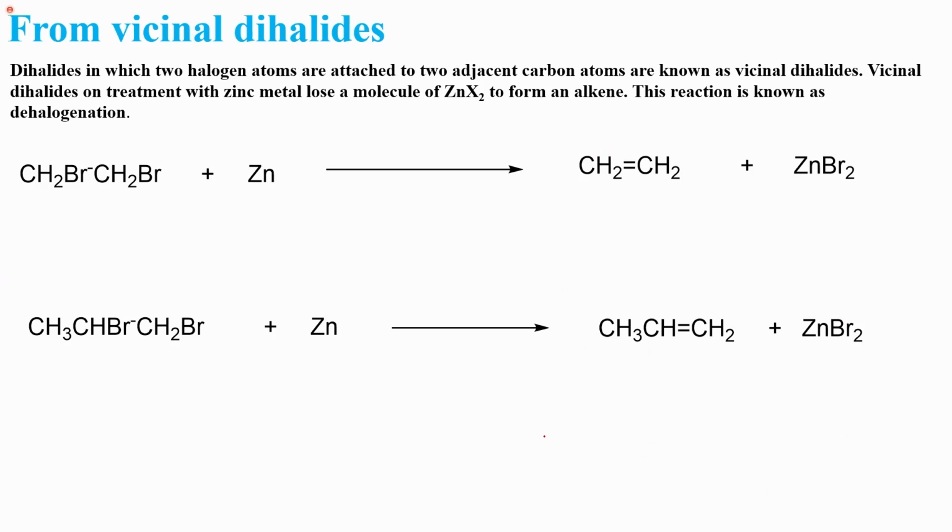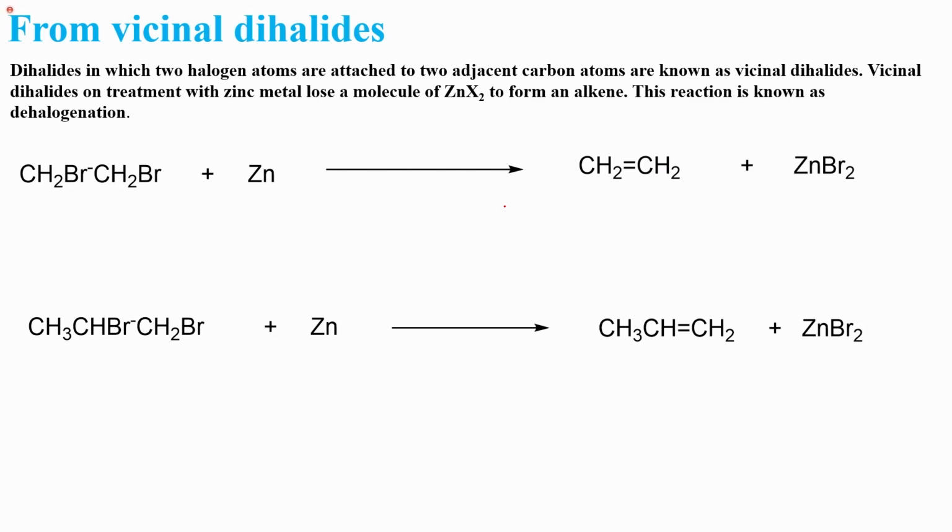Now we'll go to the preparation from vicinal dihalide. In the previous slide, we discussed only the single halide molecule, the alkyl halide molecule. Now, suppose you have a dihalide molecule. Dihalide means two X atoms will be present.